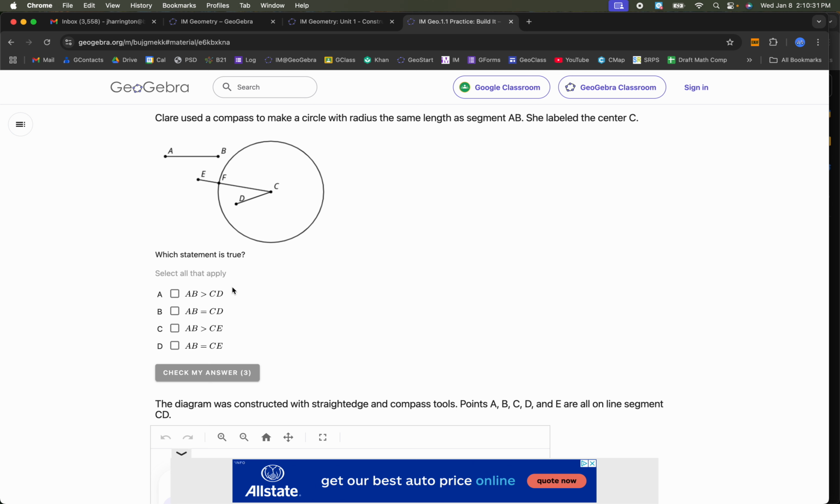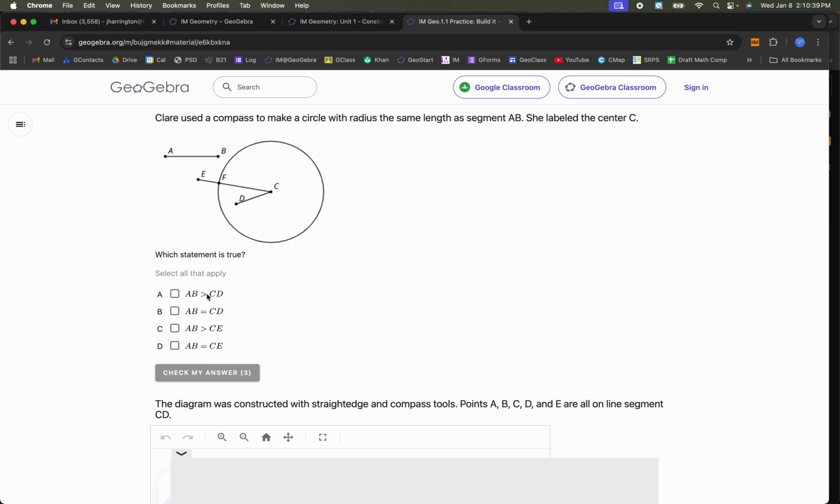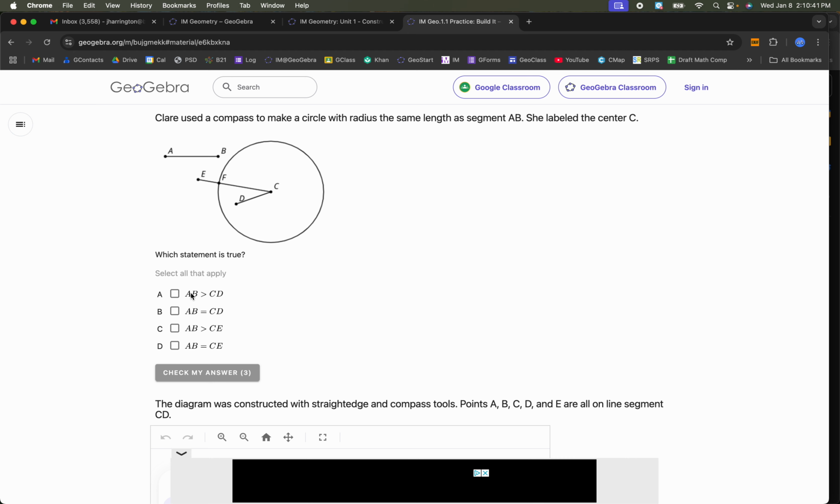Which statement is true? Now you're just going to go through and look at each one of these statements and figure out which statement is true. Remember, this symbol is the greater than sign, right? So AB is greater than CD. AB is equal to CD. AB is greater than, remember the alligator always eats the bigger thing, AB is greater than CE, or AB is equal to CE. Select anything that's true. Pause the video to answer the question.